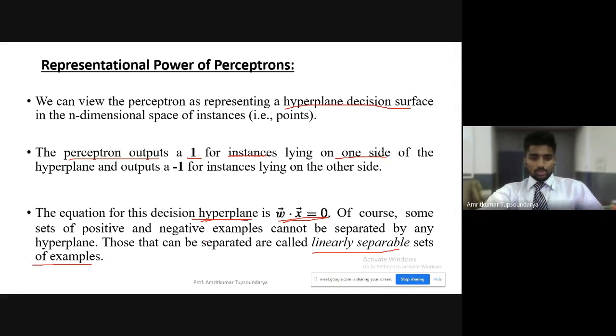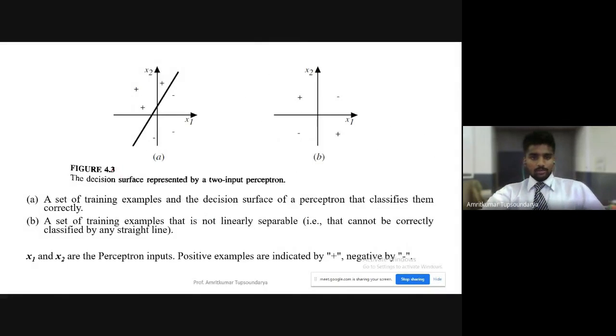So just to give you a representation of it, let me show you this using a diagram. Let's say we have these two types of representation, representation A and representation B. This is a simple decision surface representation for a two-input perceptron. It has two inputs and it gives an output. Now in the first case, as you can see, there is a hyperplane drawn. The reason we were able to draw that hyperplane is that there is a facility to separate positive examples from the negative examples.